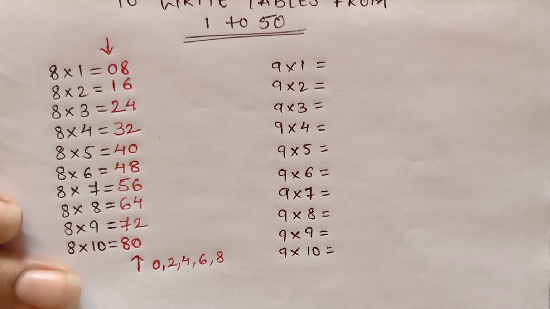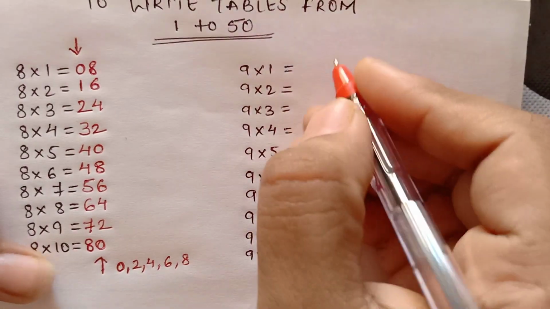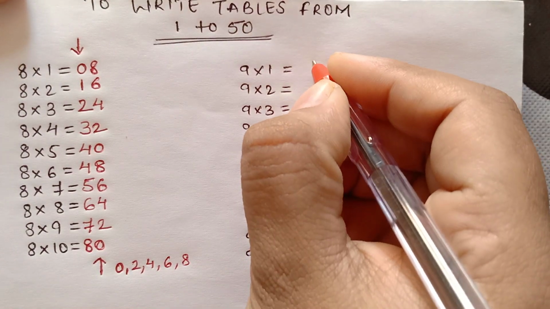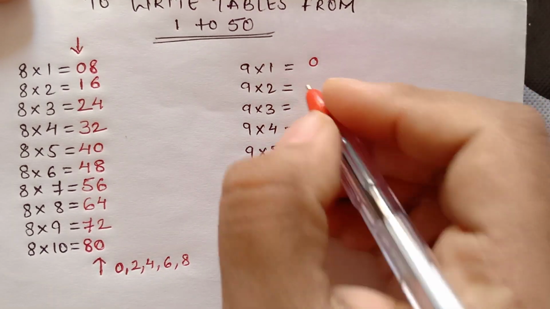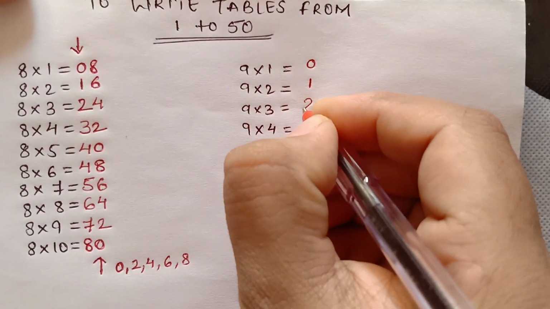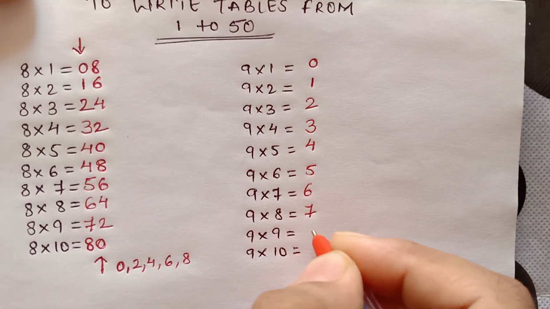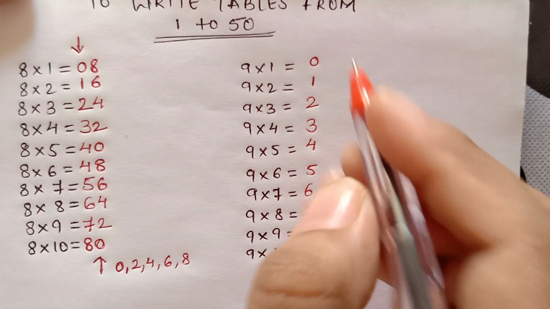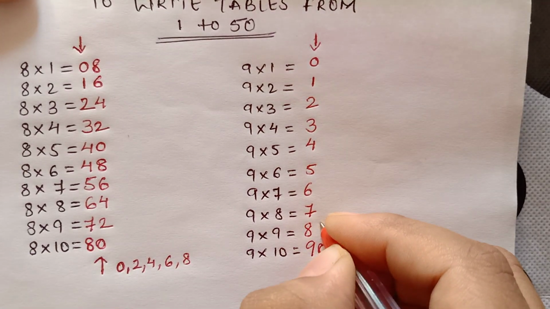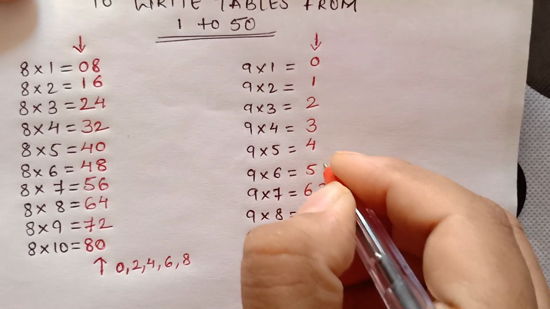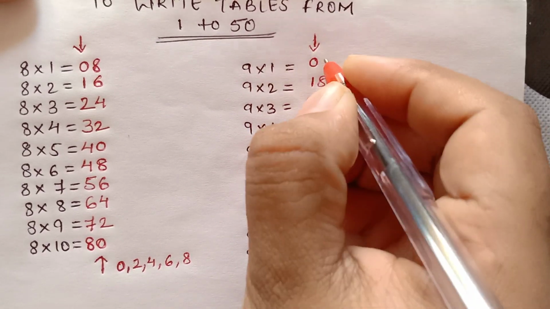Okay, coming to the table of 9. I personally think that everybody in this world knows the trick to write the table of 9. But let me still write it. So we're going to start with 0, writing 0 to 9, without actually repeating any number. So it's 1, 2, 3, 4, 5, 6, 7, 8, 9. And going the same way from top to bottom and bottom to top: 0, 1, 2, 3, 4, 5, 6, 7, 8, and 9.